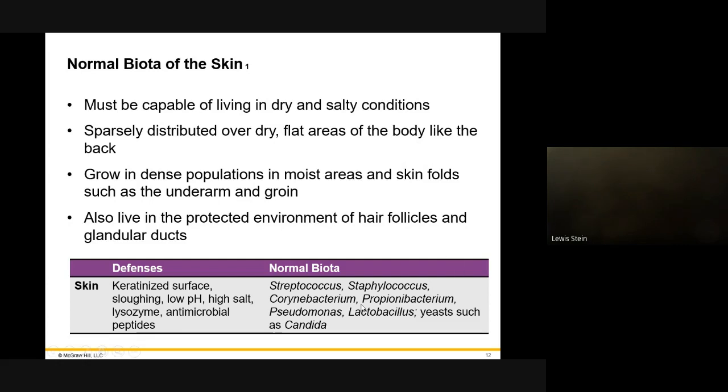Okay, so all those Corynebacterium and Propionibacterium, they are in the category of diphtheroids. They're gram-positive rods that look like diphtheria, but they're not. They're all over the place. Pseudomonas, which is a pathogen, but it's in the soil, and effectively it's on all of us. Lactobacillus on certain areas, typically moist areas. Yeast, a third to a half of us have yeasts all over the place. And it's not just Candida.